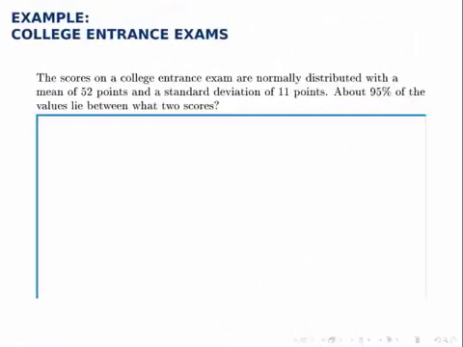The scores on a college entrance exam are normally distributed with a mean of 52 points and a standard deviation of 11 points. And we're asked to find what two scores encompass 95% of the test takers. Since the data is normally distributed, the empirical rule tells us that 95% of the data will be within 2 standard deviations of the mean.